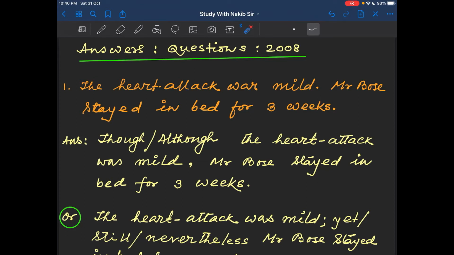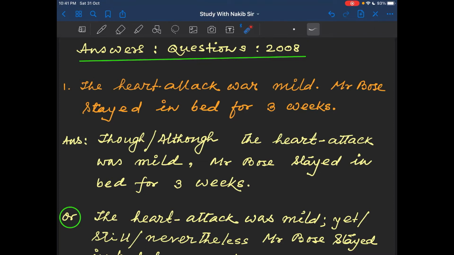Now come to the first question. The first question is, the heart attack was mild. Mr. Bose stayed in bed for 3 weeks. This is the first question. See the nature of the given sentences here. Their nature is contradictory. The heart attack was mild, so a mild rest was natural and expected. But the rest is not mild. 3 weeks rest is rather wild. For this, it is a contradictory or contrastive fact.